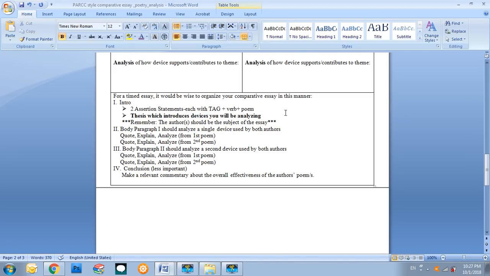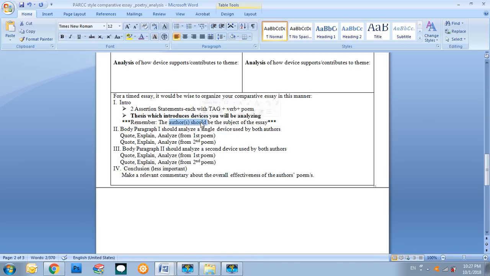So it could say, where Gary Soto uses metaphors in his poem "Oranges," Mary Oliver uses imagery in her poem to develop their themes. And that would be the last sentence of your introduction paragraph, because your thesis is always the last sentence.